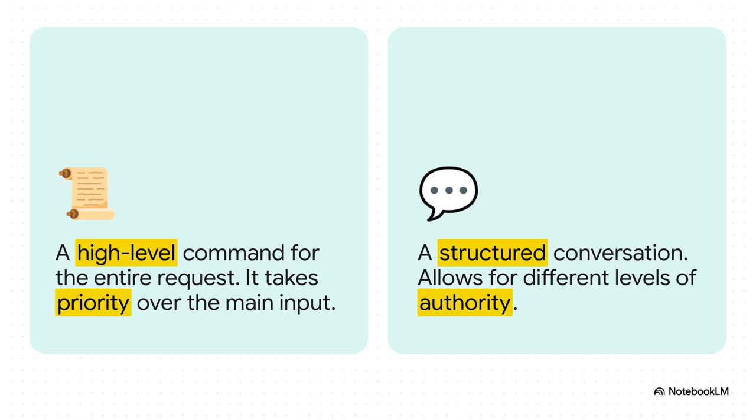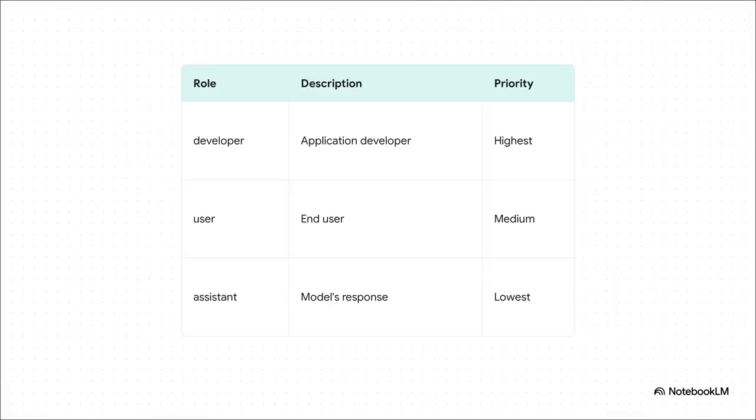Then, for more control, you can use message roles, which let you set up a more structured conversation with different levels of authority. Now, you really have to pay attention to the hierarchy here. A developer message has the highest authority. Its rules will always win out over anything a user message says. And that's incredibly powerful, because it means you, the developer, have the final say on how the model behaves.